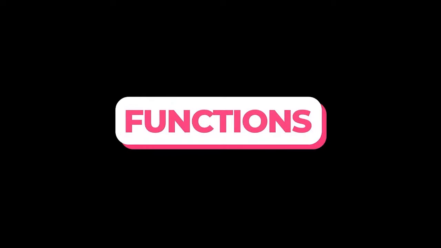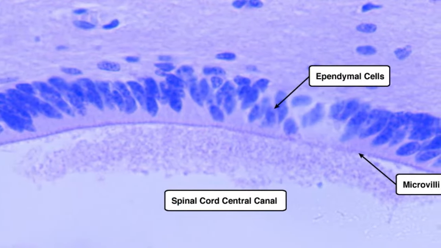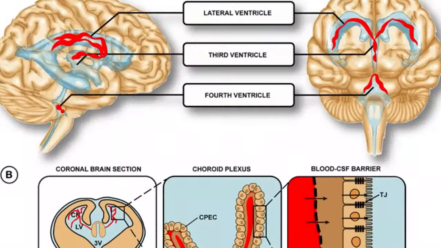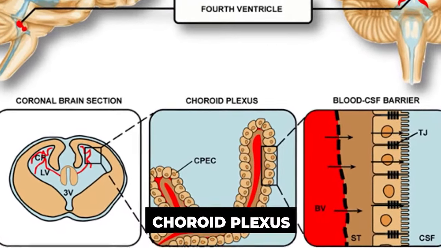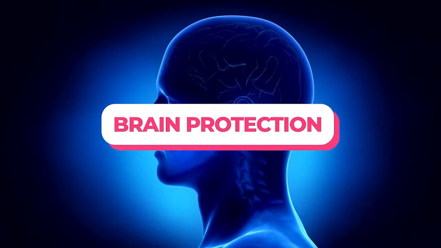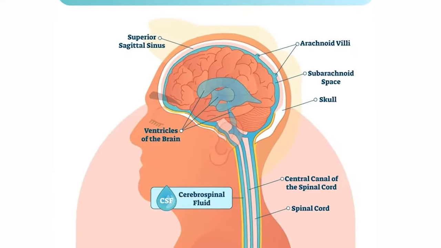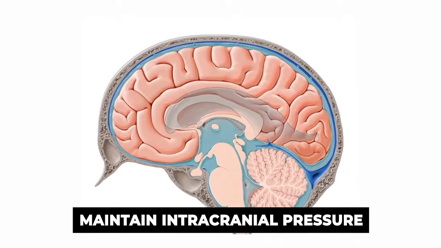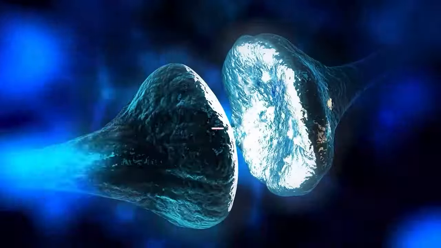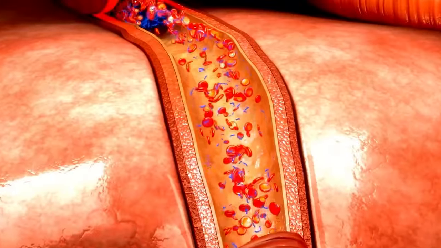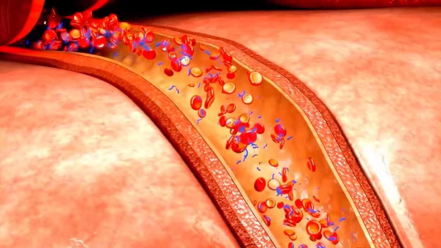Function. Cerebrospinal fluid or CSF production. The ventricles are lined by ependymal cells, and within the ventricles, specialized structures called choroid plexuses produce CSF. Brain protection. CSF acts as a cushion, providing a protective layer for the brain against trauma. The fluid also helps maintain intracranial pressure, which is crucial for normal brain function. Nutrient and waste transport. CSF facilitates the exchange of nutrients and waste products between the brain and the blood.